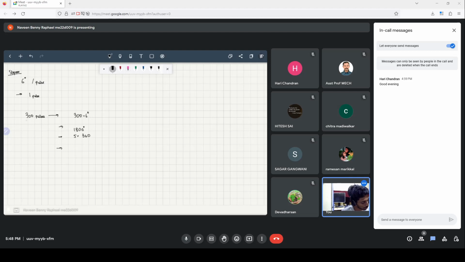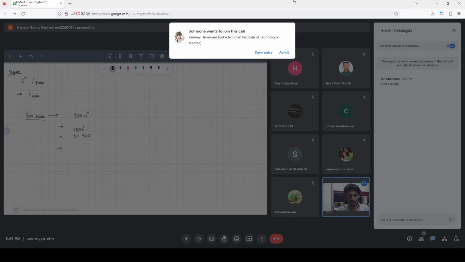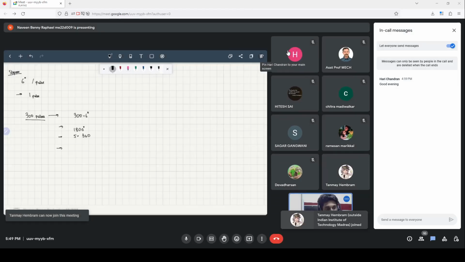So this means that if you're giving 300 pulses per second, the stepper motor rotates at 5 revolutions per second. That's essentially one of the small concepts about stepper motors.